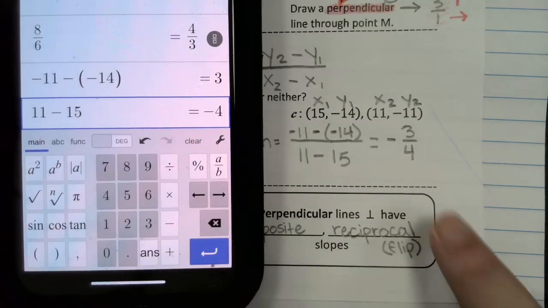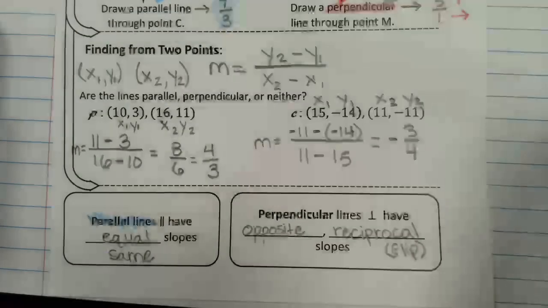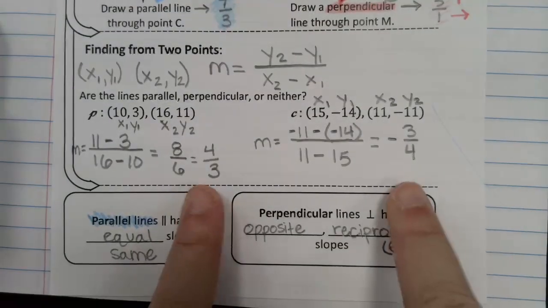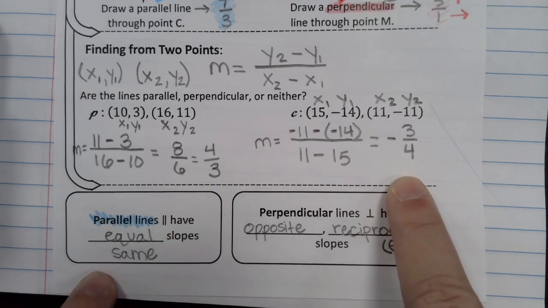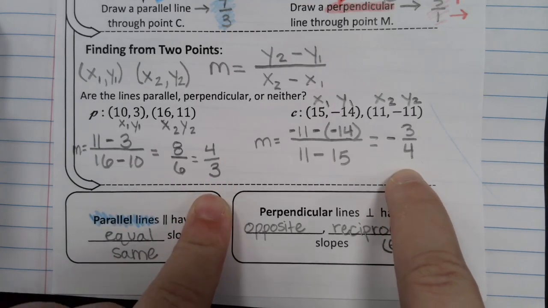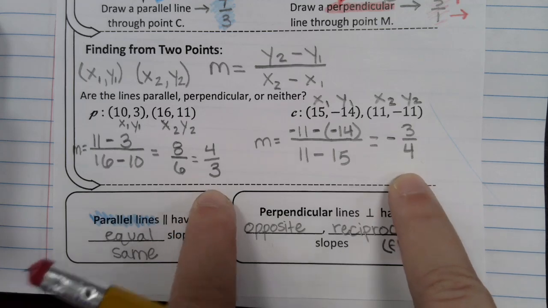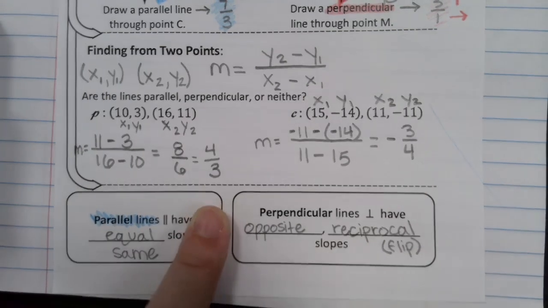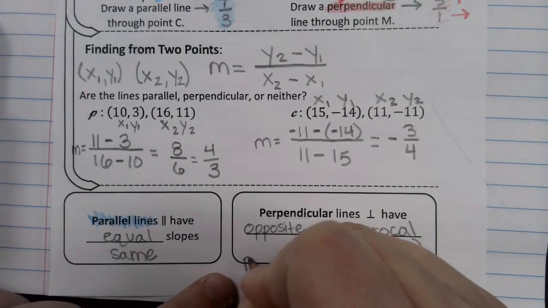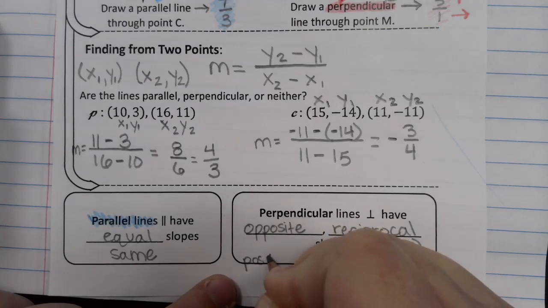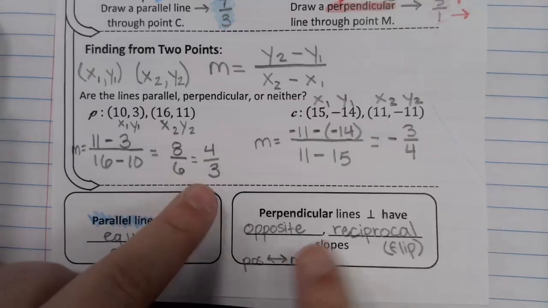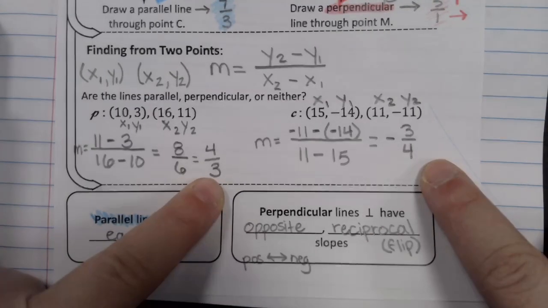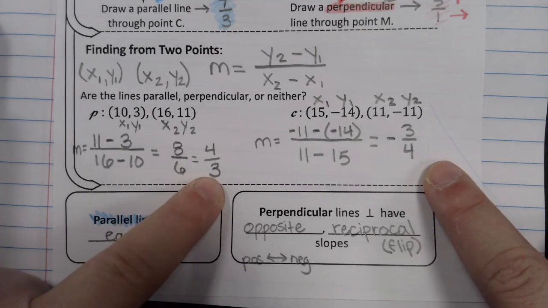Negative 3 over 4. All right, so now as we look at these, are these the same? Are they opposite reciprocals or neither? First off, are they the same? Is 4/3 the same as negative 3/4? Nope, so not parallel. So remember, perpendicular. Opposite means we're going to go from positive to a negative, or vice versa. Negative to positive. One has to be positive, one's negative. Do we got that? One's positive, one's negative?